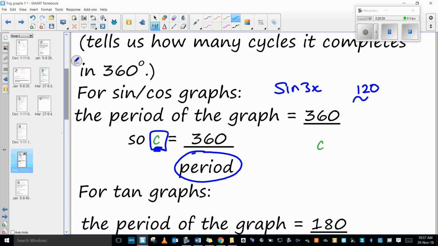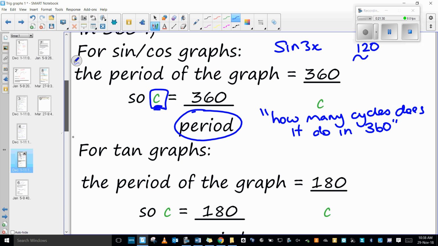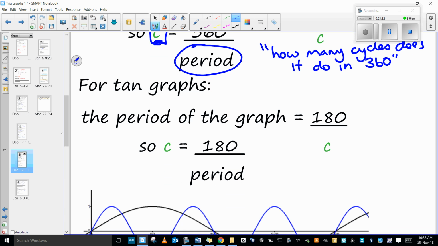Yeah? Another way of saying is how many cycles does it do in 360 degrees? So if you look at your 360 degree normal cycle and you identify how many cycles it actually has completed within that time, that will also tell you the value of c. Alright? So there's a few different ways of doing it. For the tan, obviously it's all based on 180 rather than 360, but the same principle applies.